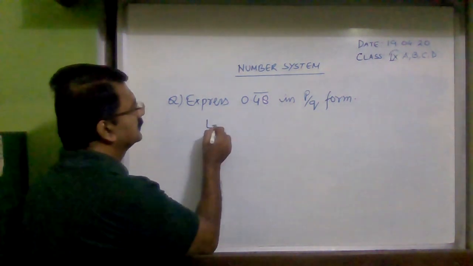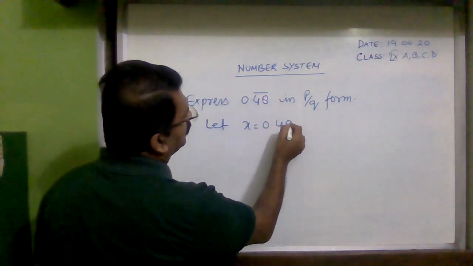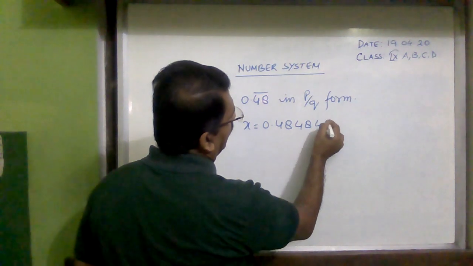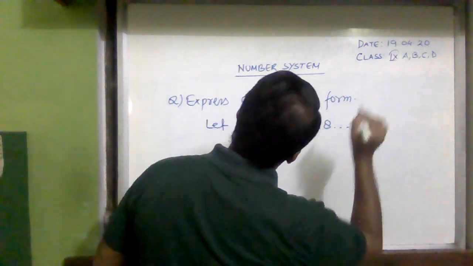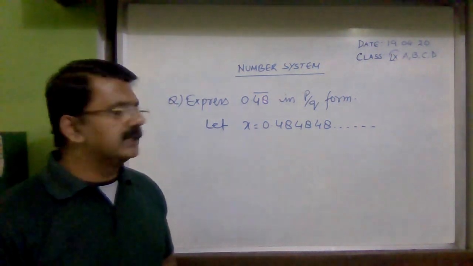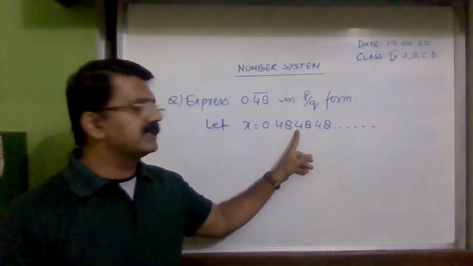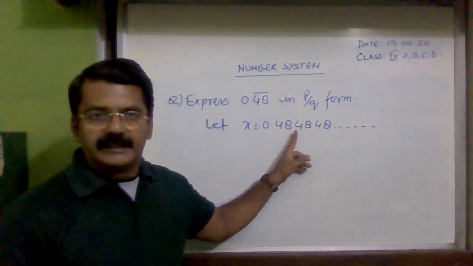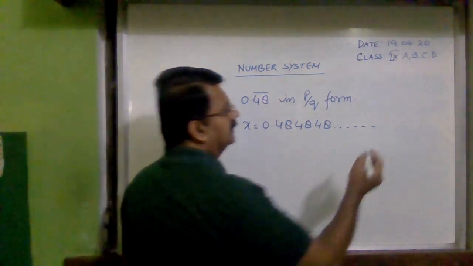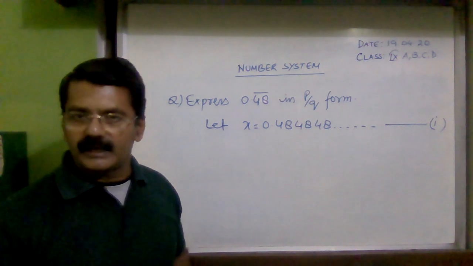Let x is equal to 0.484848 and so on. Now as you can see, two digits are repeated here, so we have to shift this decimal two places towards the right. For that we have to multiply the whole equation. Let it be equation number 1. We have to multiply the whole equation by 100.